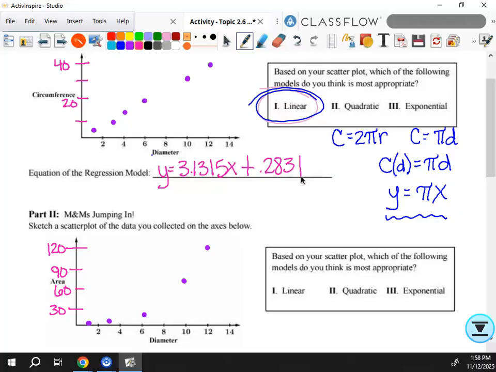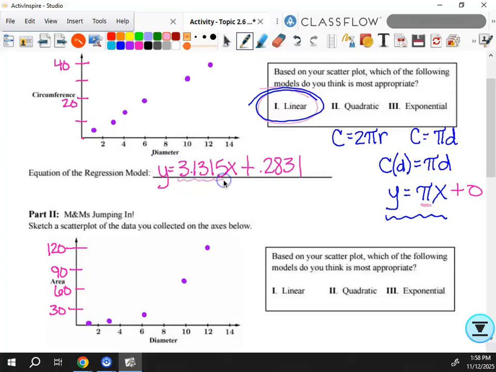If my diameter is 0, what would my circumference be? 0, right? So your line should go through 0, 0. That's why this is like plus 0 here, right? We don't even have that. Now, because we have real data, we were measuring with unknowns, it shows that we actually don't go through 0, 0, but we're pretty close, right? Which is fine.